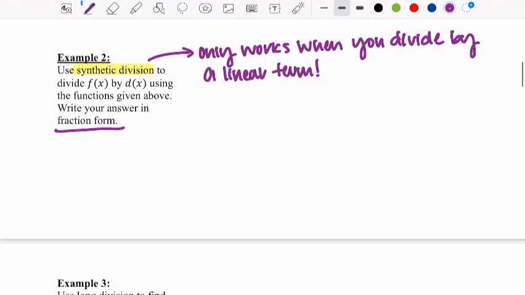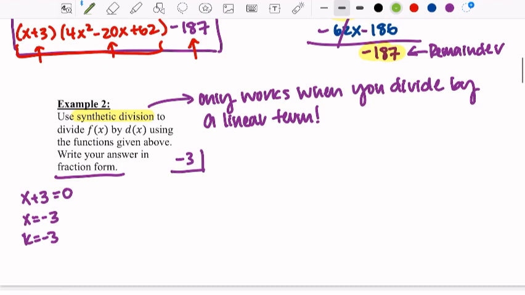Okay, so when we use synthetic division, I have my x plus 3, that is my dividing term. We always start by finding our k value. So our k value is going to be the value of x when this is set equal to 0. Well, that means that x is going to be equal to negative 3, so our k value is going to be equal to negative 3. So when we use synthetic division, I'm going to put my negative 3 in this box up here, and then we are going to list out the coefficients from our dividend polynomial up above.